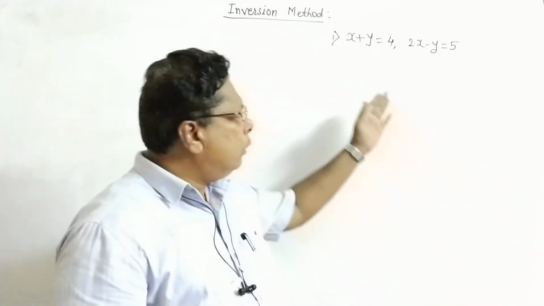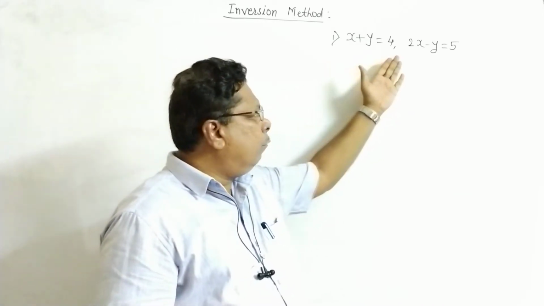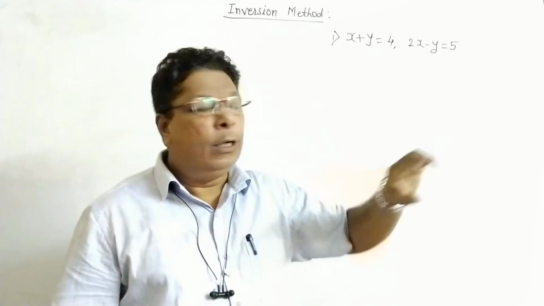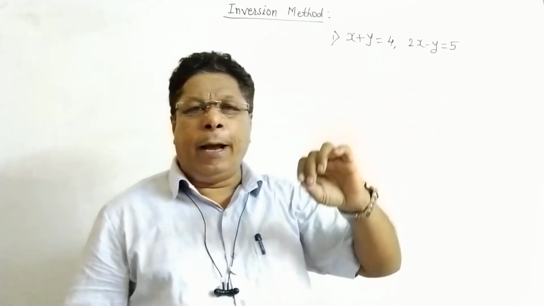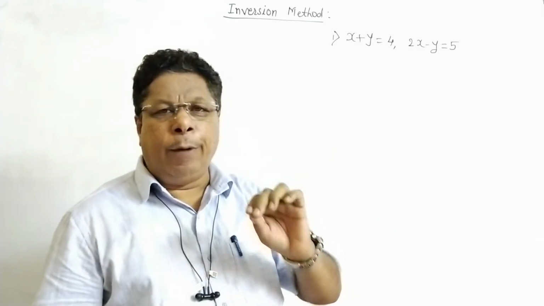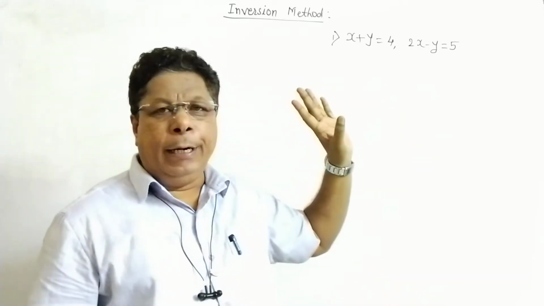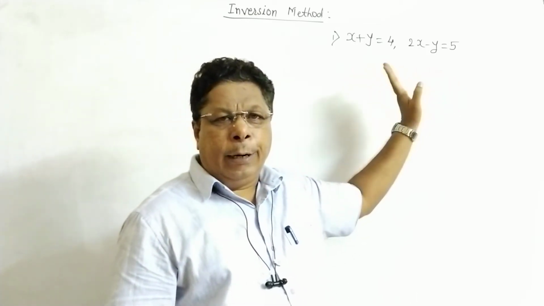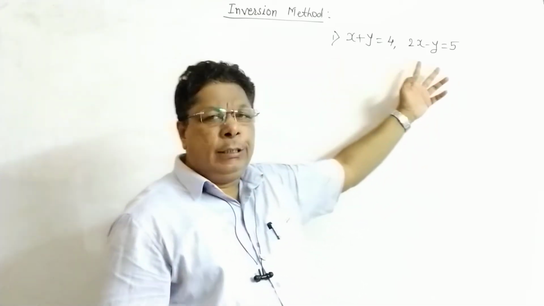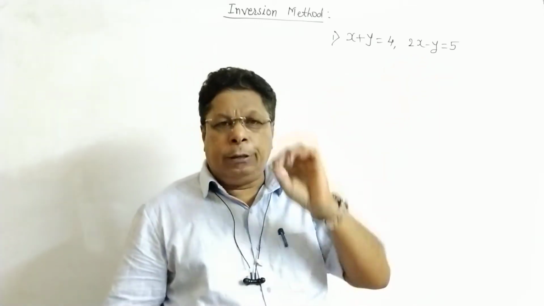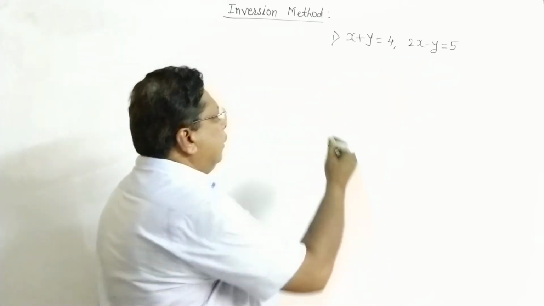So I have written the question here: x plus y equal to 4, 2x minus y equal to 5. What is the question? Solve these equations by using the inversion method. It means we have to find the values of x and y by the inversion method. Two equations are given in two variables x and y. From these two equations, write down the three matrices first.